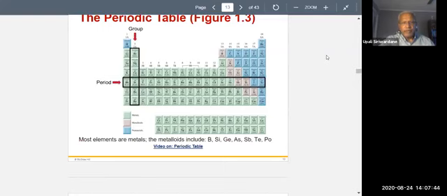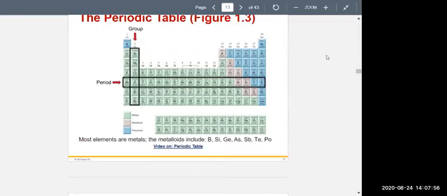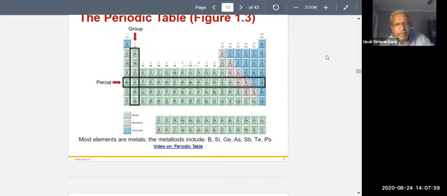And how many groups are in the periodic table? If you count the numbers on the top, there are 18 vertical columns. And how many periods are in the periodic table? Excluding the last two rows at the bottom, 7, from hydrogen going below to francium.